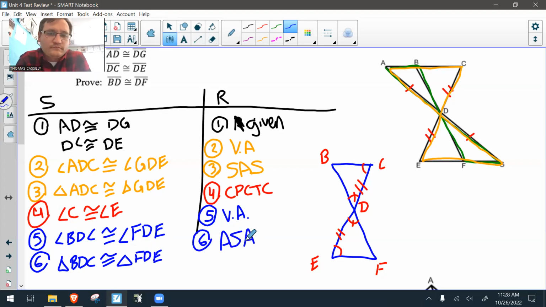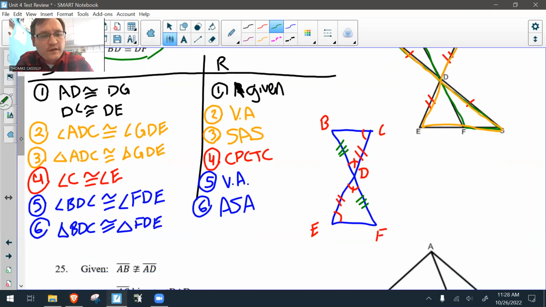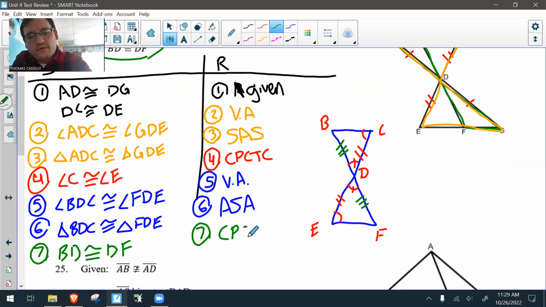Okay. Now, the last thing we wanted to show, our proof statement here, we wanted to show that BD is congruent to DF, and we're there, right? We can say step 7, BD is congruent to DF. How do we know that? We know that from the corresponding parts of congruent triangles are congruent theorem, right? CPCTC says that those are congruent. All right, and that one's done.